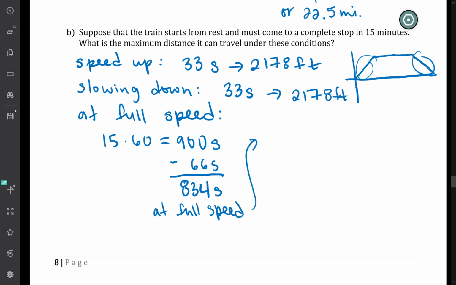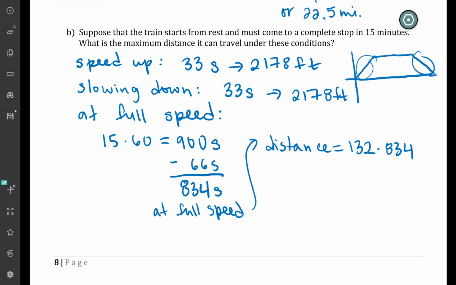Which means that our distance at full speed is 132 feet per second times 834 seconds. Which is, oh, hold on, I'm doing it for the whole thing. So let's do 834 times 132 is 110,088 feet.